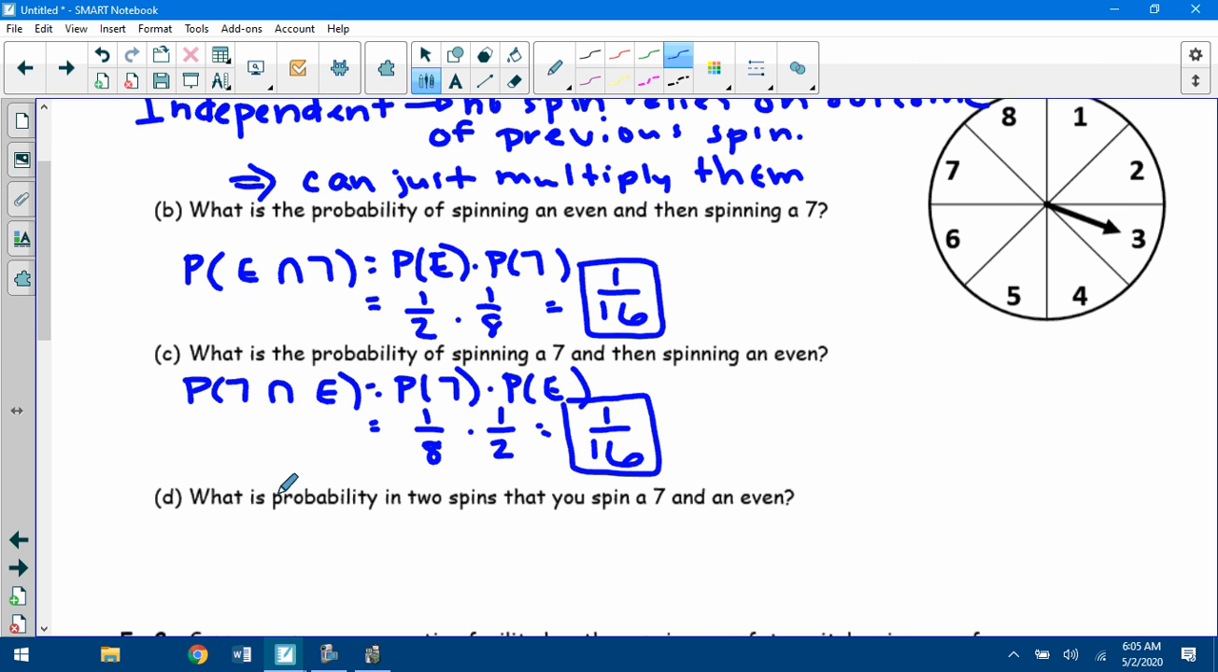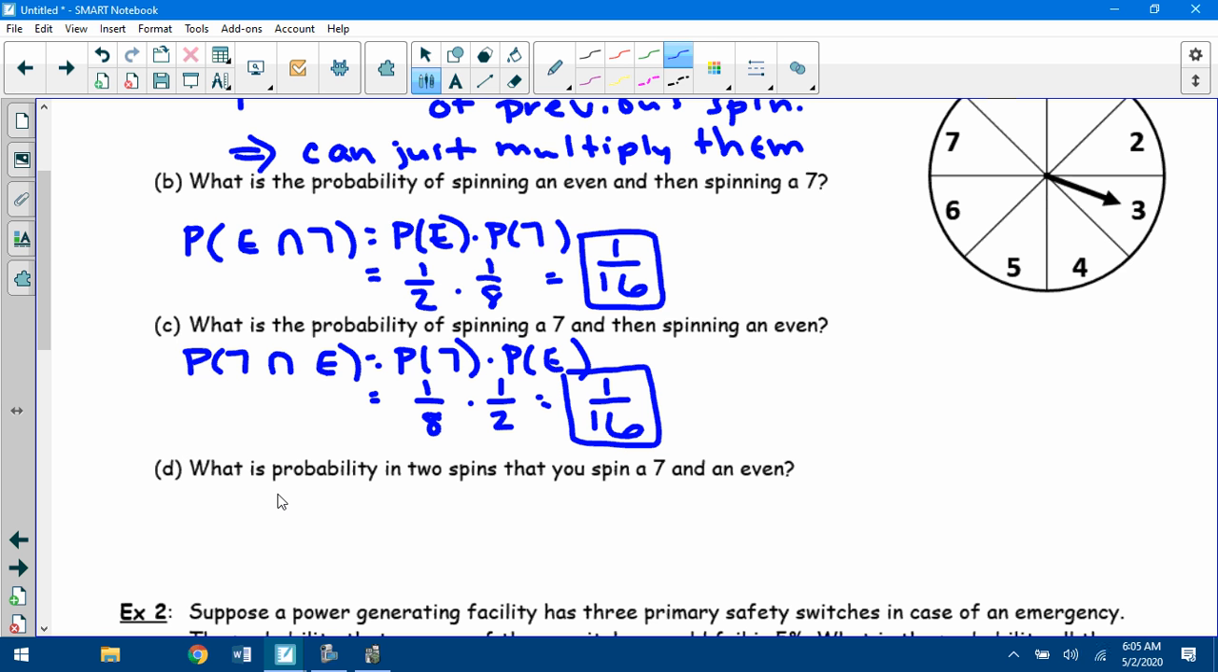What is the probability in 2 spins you get a 7 and an even? Now this is slightly different. There's 2 scenarios this could be. This could be the probability that you got an even and then a 7, or you got the probability of a 7 and then an even.